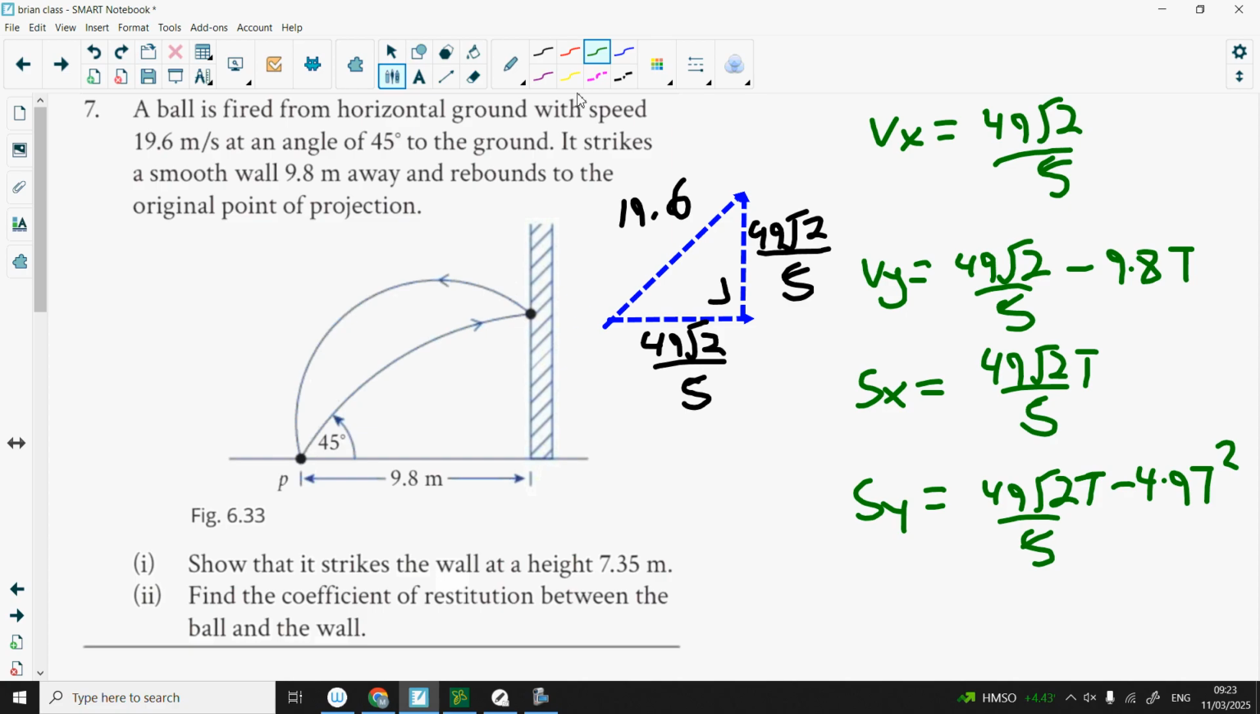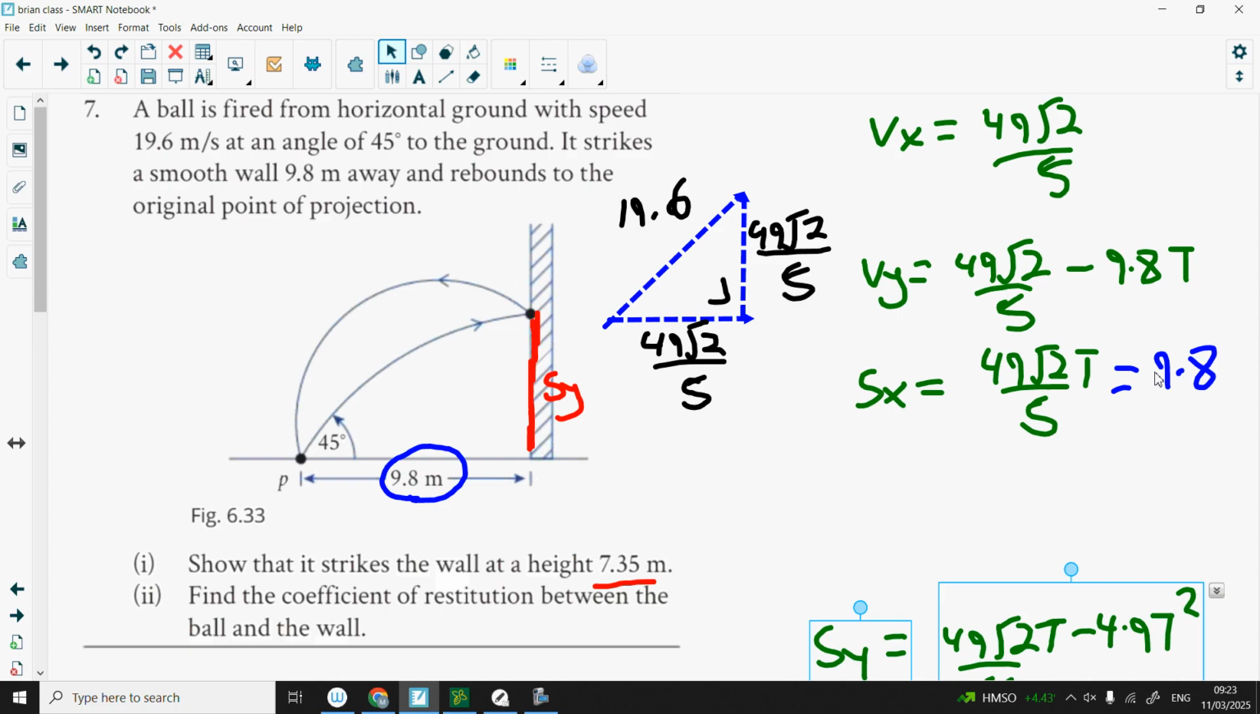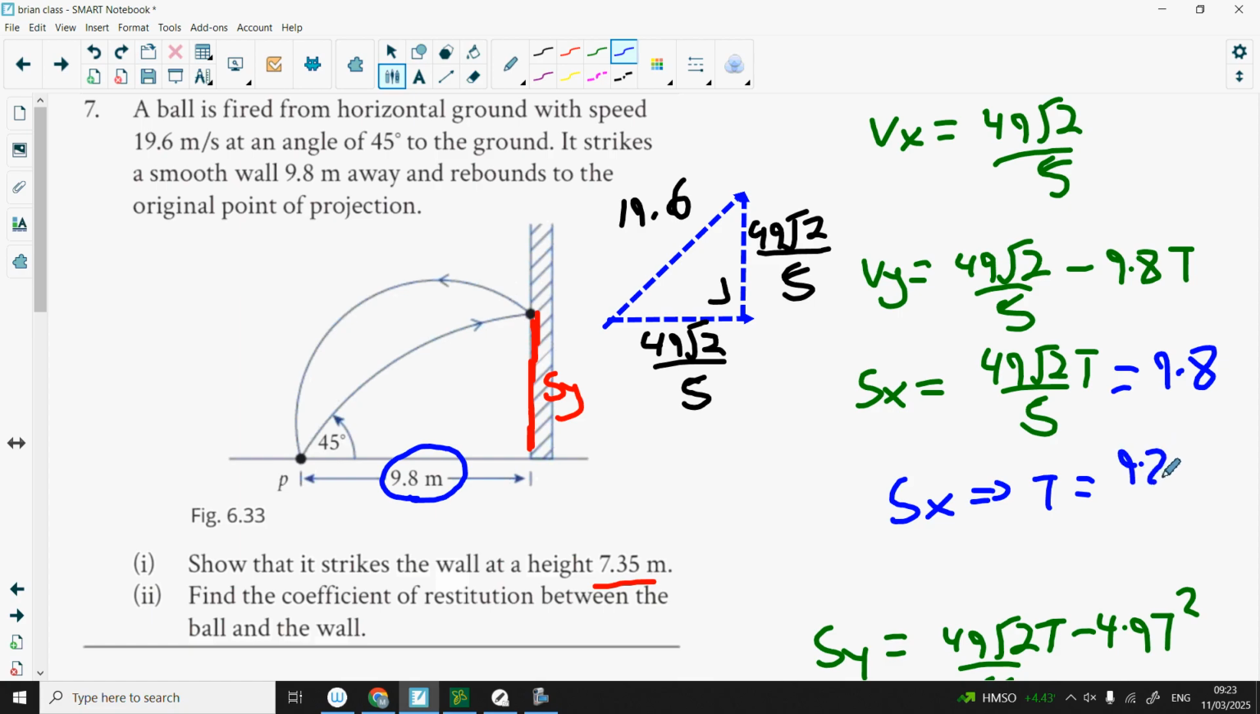Now, show that the red height, which is the Sy height, show that Sy is 7.35. But what information does it give us? It gives us the Sx is 9.8. Now, I'm going to ask you to be quite careful with this. I want you to multiply it by 5 and then divide by 49 over root 2. So that means that t is 9.8 multiplied by 5, and then you divide it by your 49 root 2.